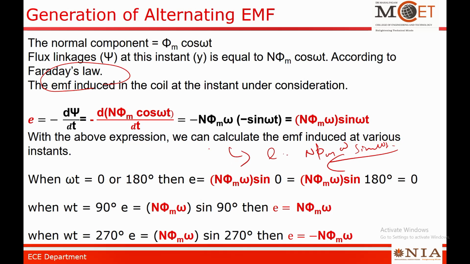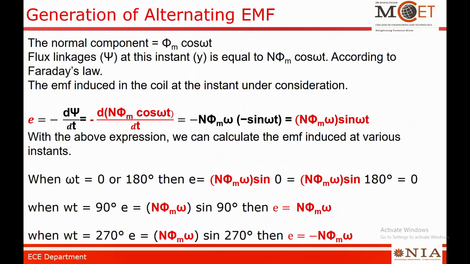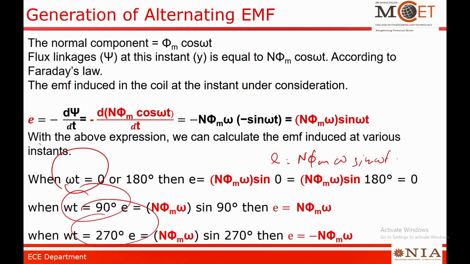Okay, now we are going to change the condition with respect to some angle. In the previous slide we discussed that the angle theta is equal to omega t. At the initial condition it is in the 0th position, and after that, with respect to the time instance, the angle will change. So with respect to this induced EMF, E is equal to N psi m omega sin omega t, we are going to place the angles 0, 90, 180 and 270 degrees and obtain the values.